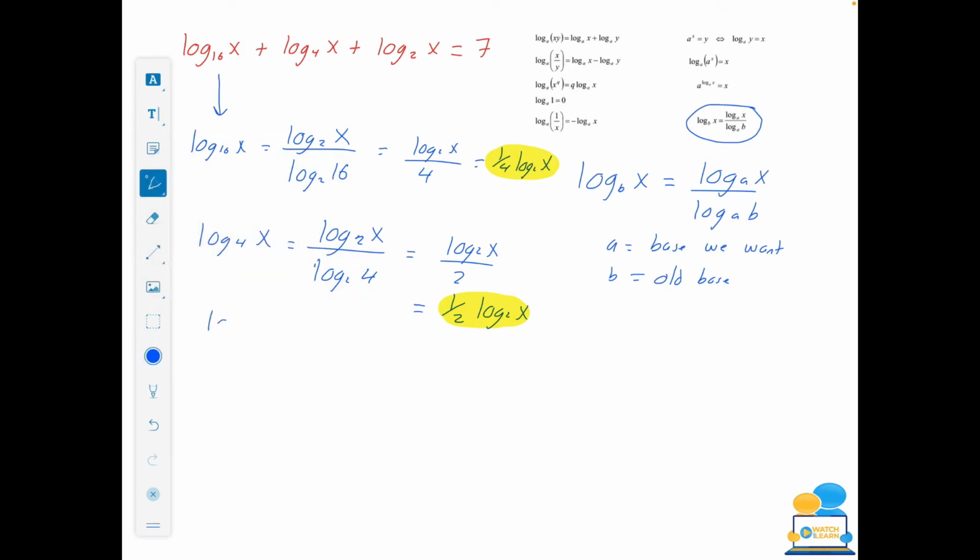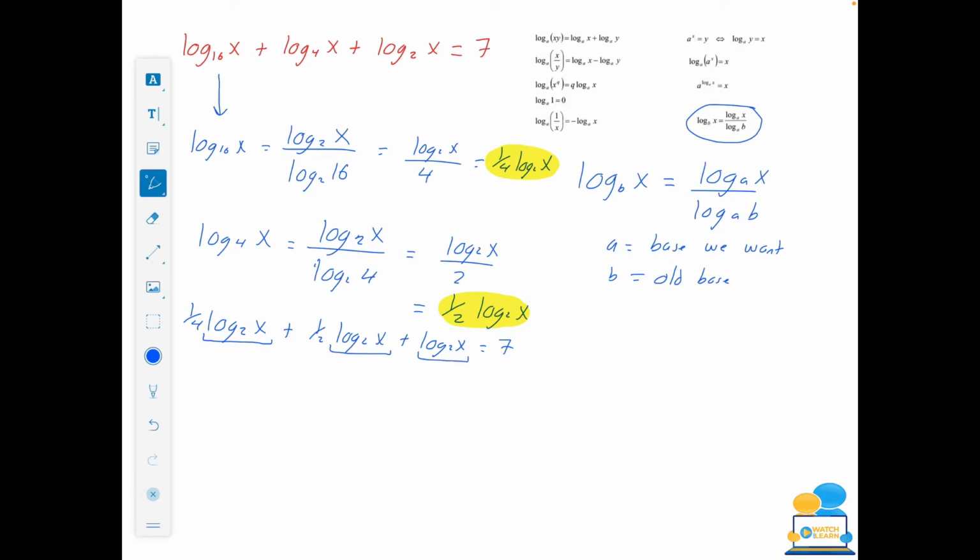Okay, so now what we're going to do, we're going to rewrite our question because now we have everything with the same base. So we have a quarter log to base 2 of x plus a half log to base 2 of x plus log to base 2 of x is equal to 7. Now here, this is quite a tricky question because you need to spot this next step.